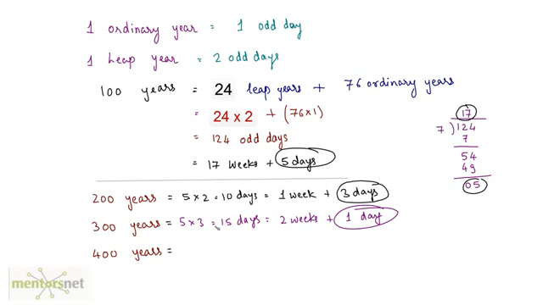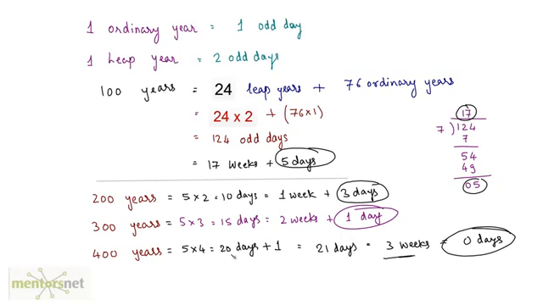In case of 400 years, it is 5 times 4, that's 20 days. But in 400 years, the year 400 is a leap year, right? And in a leap year, there are 2 odd days. One we calculated in the 20 days, so we'll have to add one more. So this becomes 21 days, and 21 days is exactly 3 weeks. Hence, the number of odd days is 0.